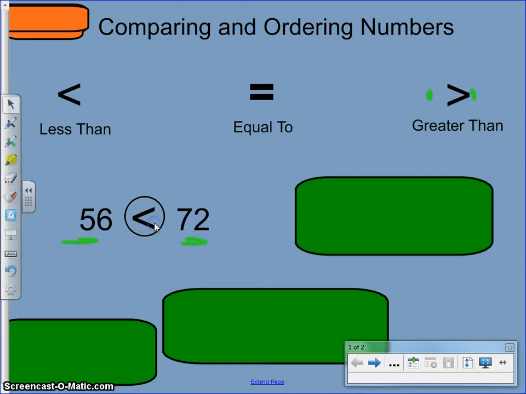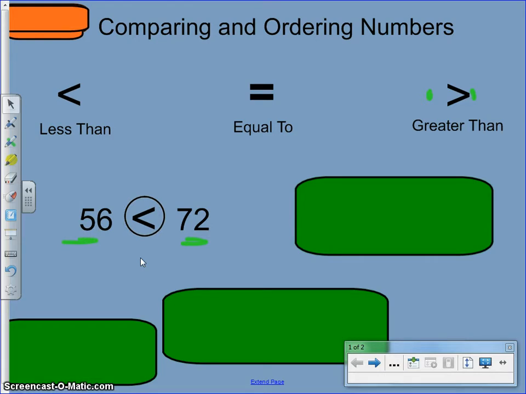Remember, that arrow is going to point to the smaller number, and the opening, or the mouth, reminds me sort of like an alligator. It's going to be facing the bigger number because it wants to eat the bigger meal. So again, we read this left to right. 56 is less than 72.